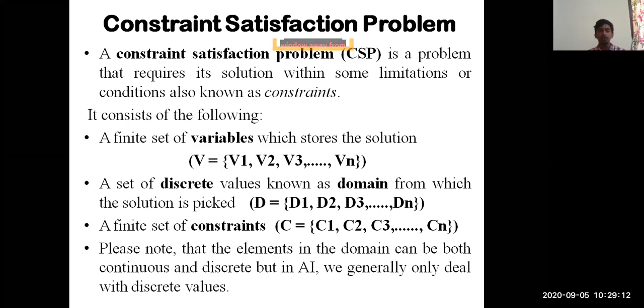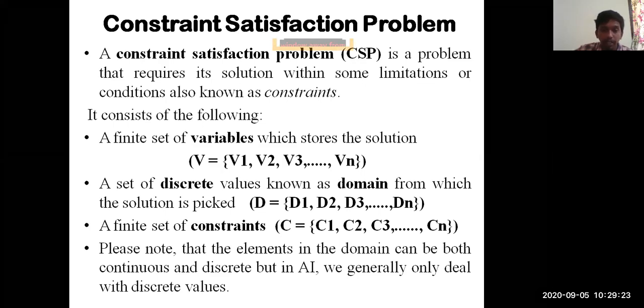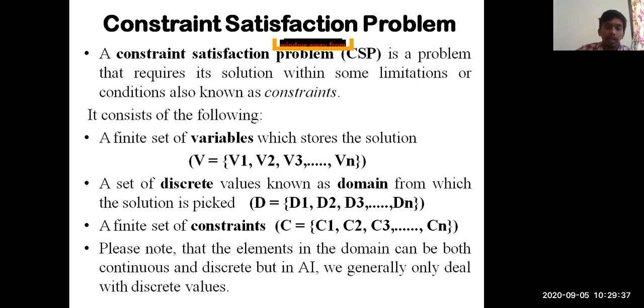There is one important note to keep in your understanding: elements in a domain can be both continuous and discrete. So when I talk about domain, it has values with respect to continuous and discrete values, but in AI we generally only deal with discrete values. Whenever you're talking about artificial intelligence, you'll only have discrete values, that is a set of limited values. It can be 1 to 50 or 1 to 100. You'll be defining some scope.